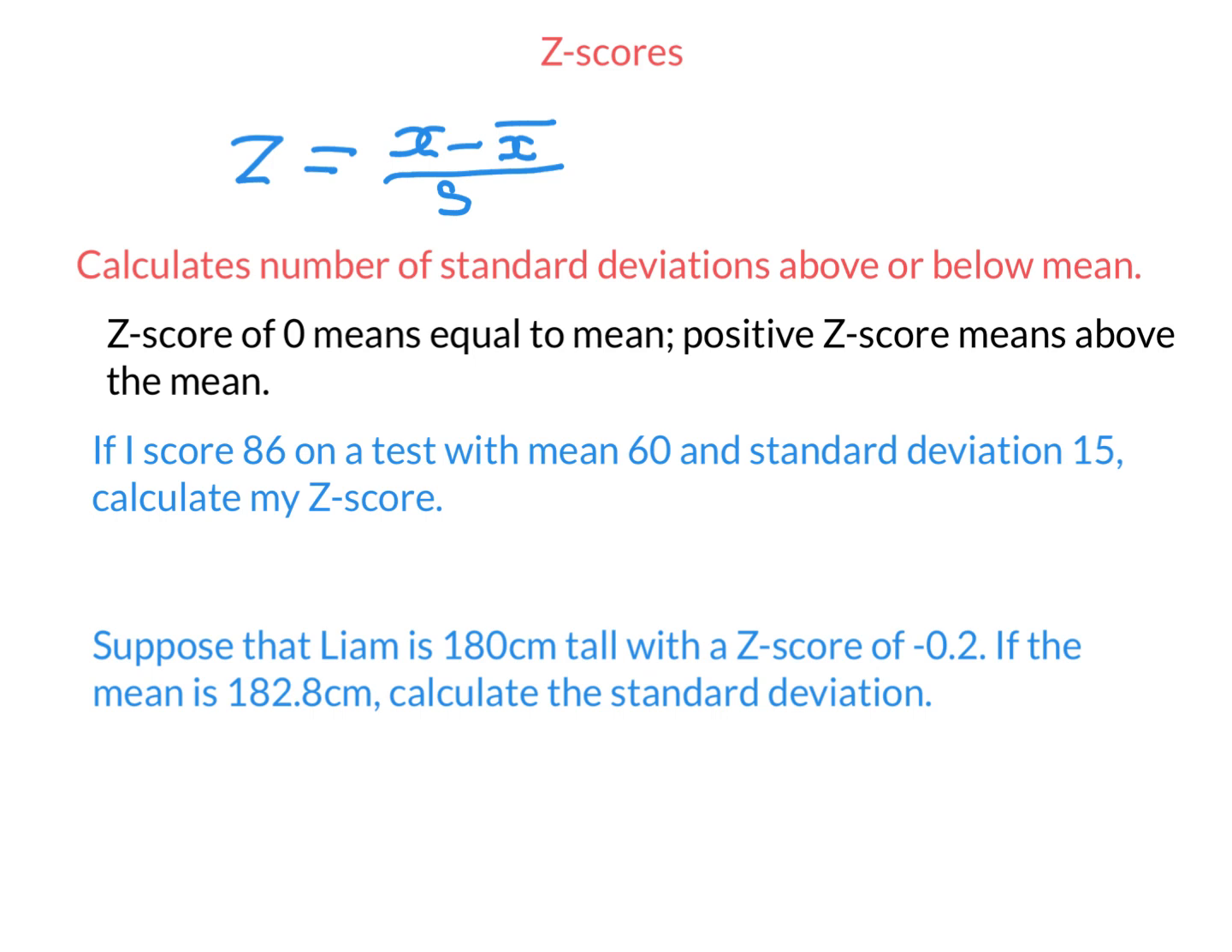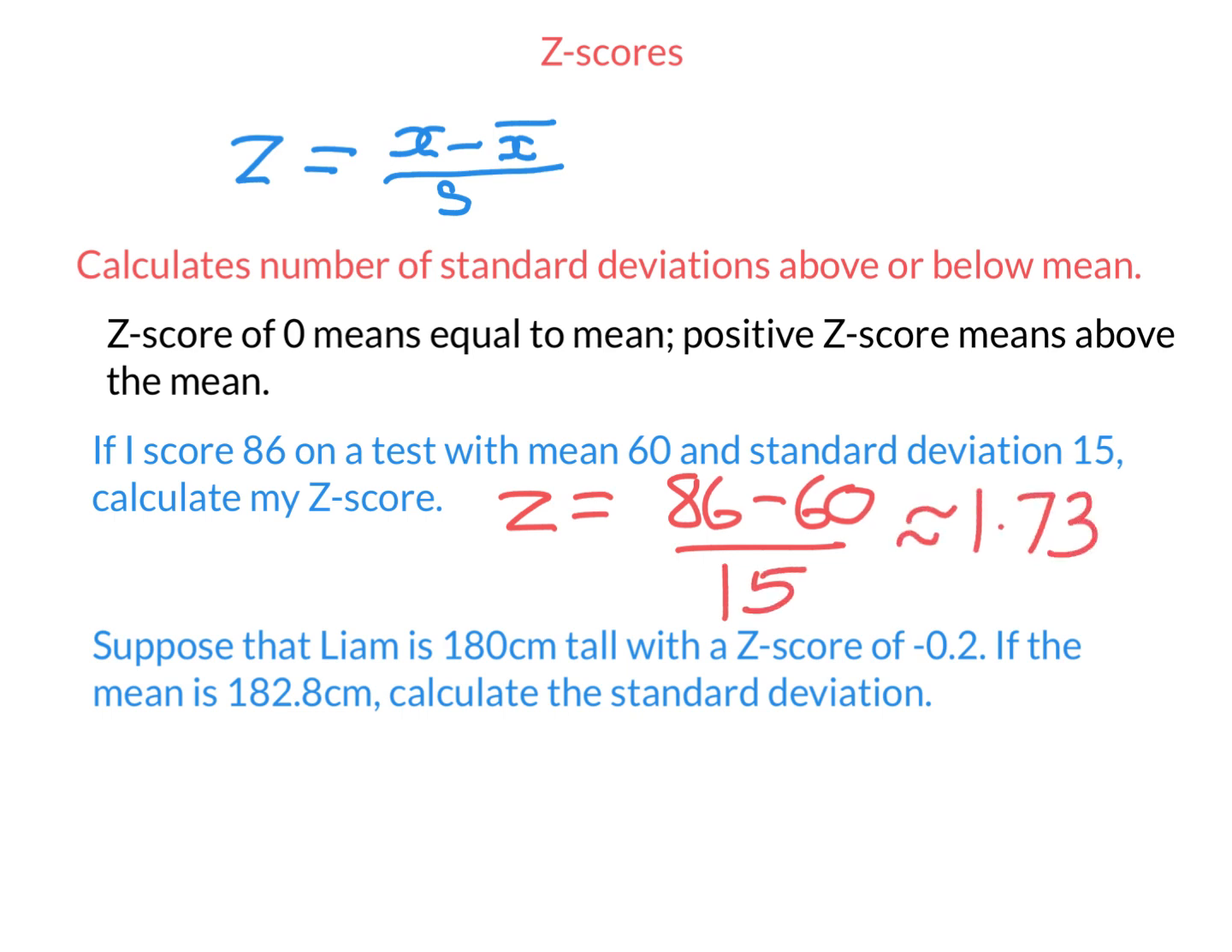All right, let's look at some calculations. Let's say I've got 86 on a test, mean 60, standard deviation 15, calculate my z-score. So the z-score is simply you take the score, you subtract the mean, and divide by the standard deviation. So you can put that straight on your calculator. It's about 1.73. So on this test, I was 1.73 standard deviations above the mean, which is pretty good.